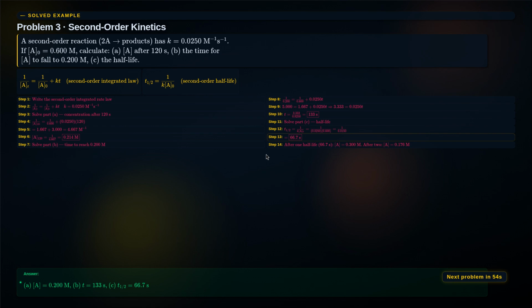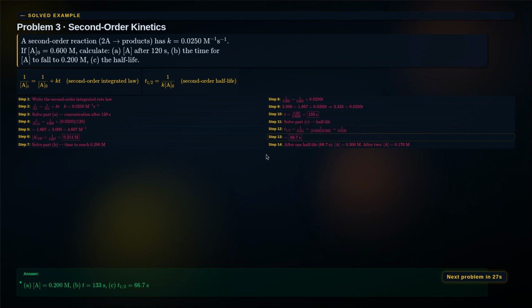For part B, set 1 over 0.200 equals 1 over 0.600 plus 0.0250 t. 5.000 equals 1.667 plus 0.0250 t. 3.333 equals 0.0250 t. t equals 133 seconds.